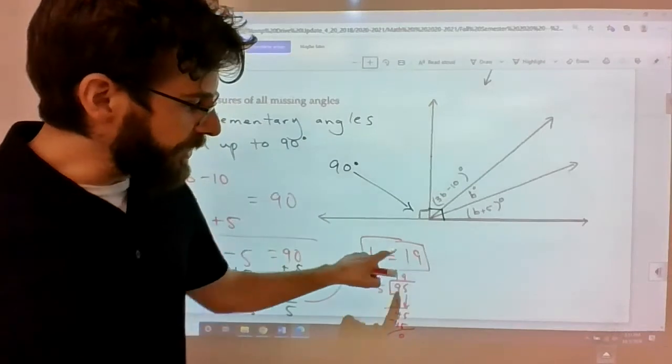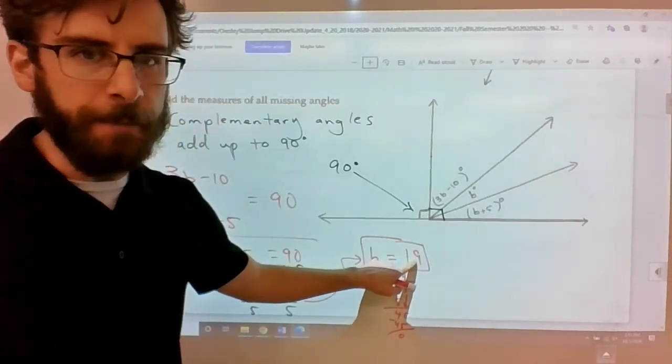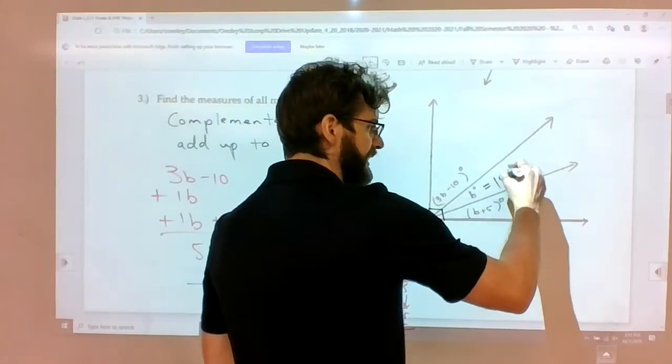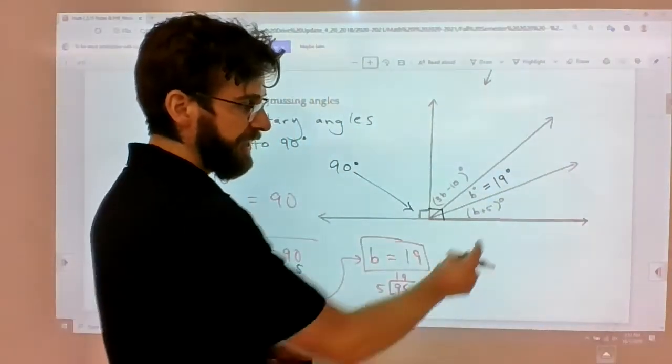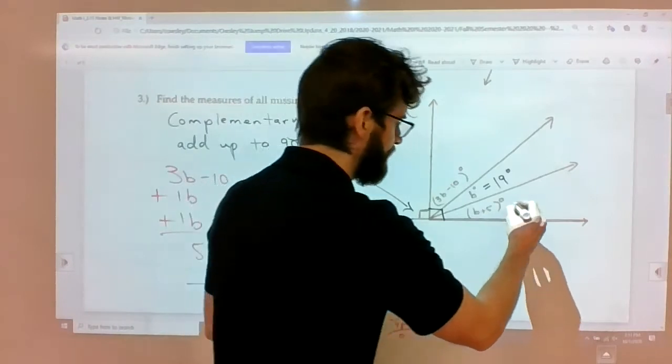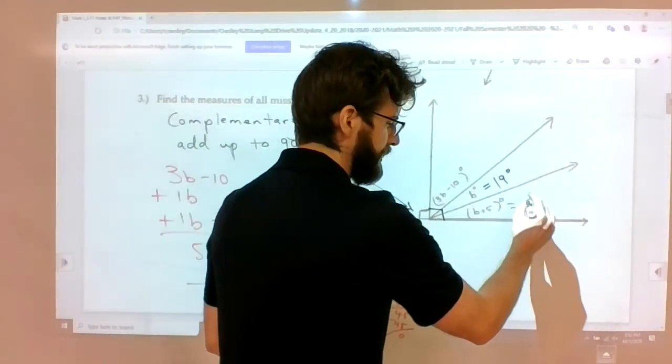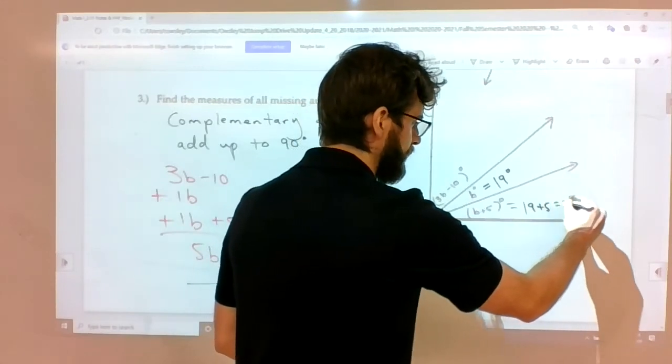So now we plug our 19 wherever we see a b. So this angle right here is literally 19 degrees. This angle is 19 plus 5. So 19 plus 5 is 24 degrees.